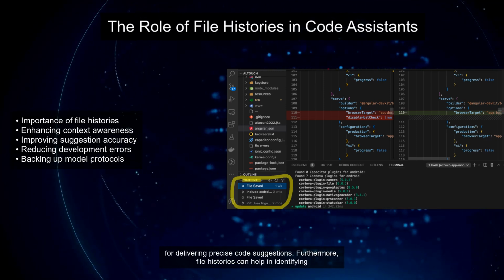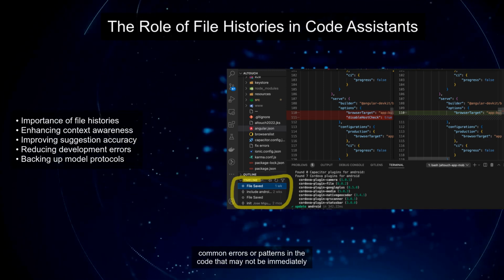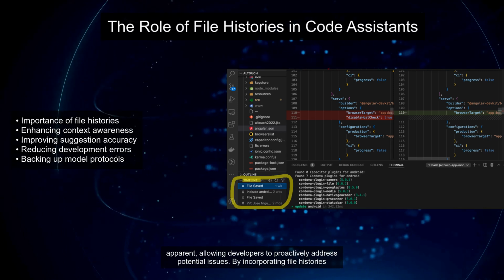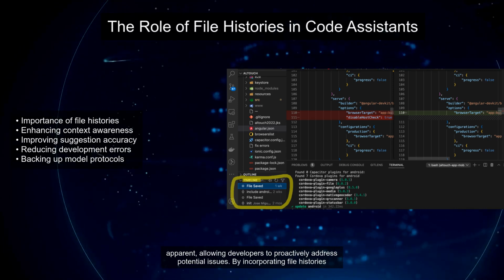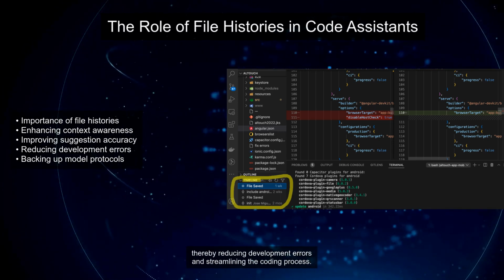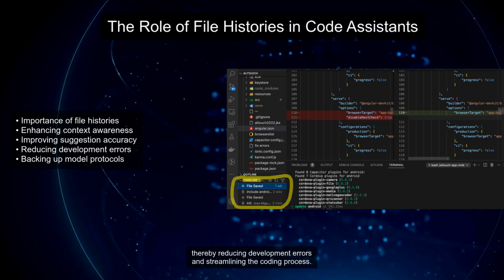Furthermore, file histories can help in identifying common errors or patterns in the code that may not be immediately apparent, allowing developers to proactively address potential issues. By incorporating file histories into model context protocols, code assistants can significantly improve their suggestion accuracy, thereby reducing development errors and streamlining the coding process.